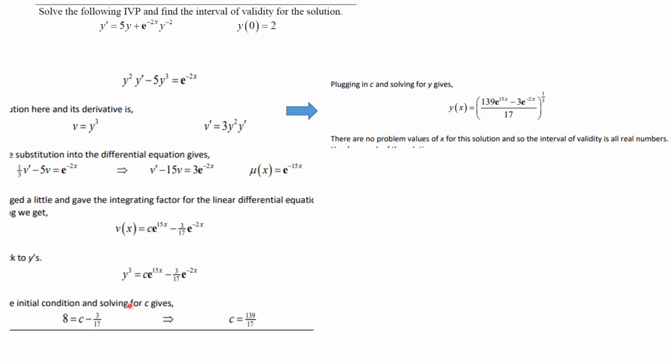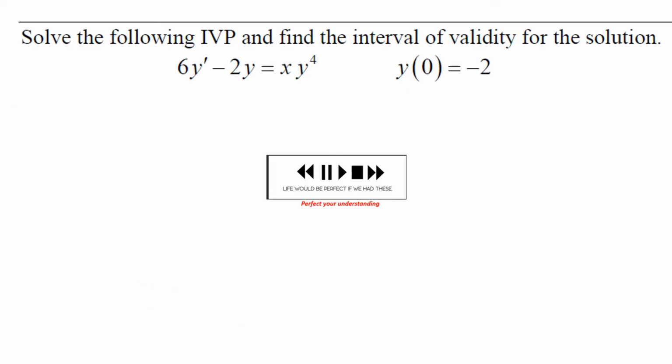Now we do a back substitution. That was y cubed. So we get this. We can use our initial conditions way up here and substitute in, and we get that c is 139 over 17. There are no ugly numbers, just like there are no ugly babies. So we have that, and then we'll solve for y, that's a cube root, and we get this expression. If we look at this, we have a 17 in the denominator, so there's no problems with x, so the interval of validity is all real numbers, negative infinity to positive infinity.